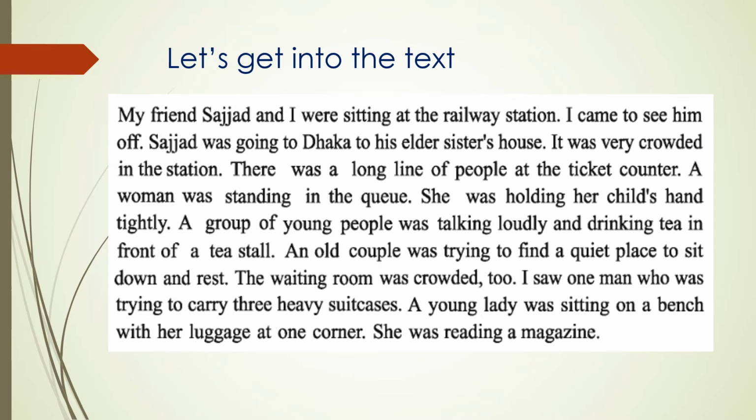There was a long line of people at the ticket counter. A woman was standing in the queue. So these are the situations of a railway station. She was holding her child's hand tightly. A group of young people was talking loudly and drinking tea in front of a tea stall. Here the speaker described the environment or surroundings of a railway station. He sees a long line of people before the ticket counter. A woman was standing in the queue holding her child's hand tightly, and on another side a group of young people was talking loudly and drinking tea in front of a tea stall. Here is the phrase in front of.